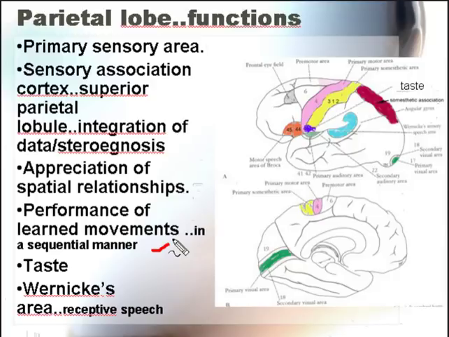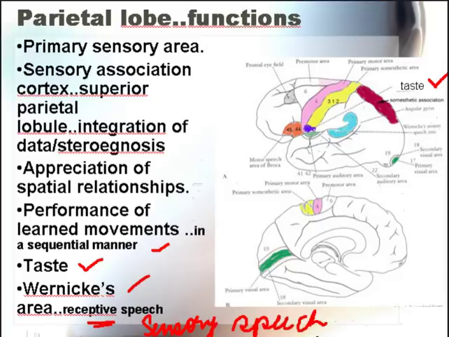The parietal lobe also is important for taste. Taste is represented here at the lower part of the post-central gyrus. So this is the area for taste perception. And then the other important thing is Wernicke's area, which is receptive speech, or which is known as sensory speech. Broca's was called motor speech. This area is known as sensory speech, or understanding. You're receptive, that means you understand speech. So this area here, which is present in the parietal and the temporal lobe, is the Wernicke's speech area. So these are some of the functions of the parietal lobe.